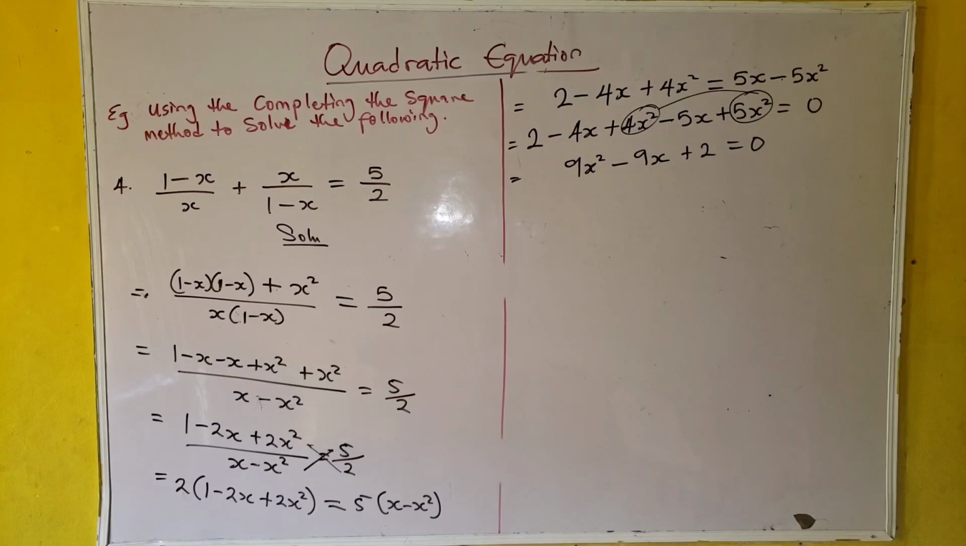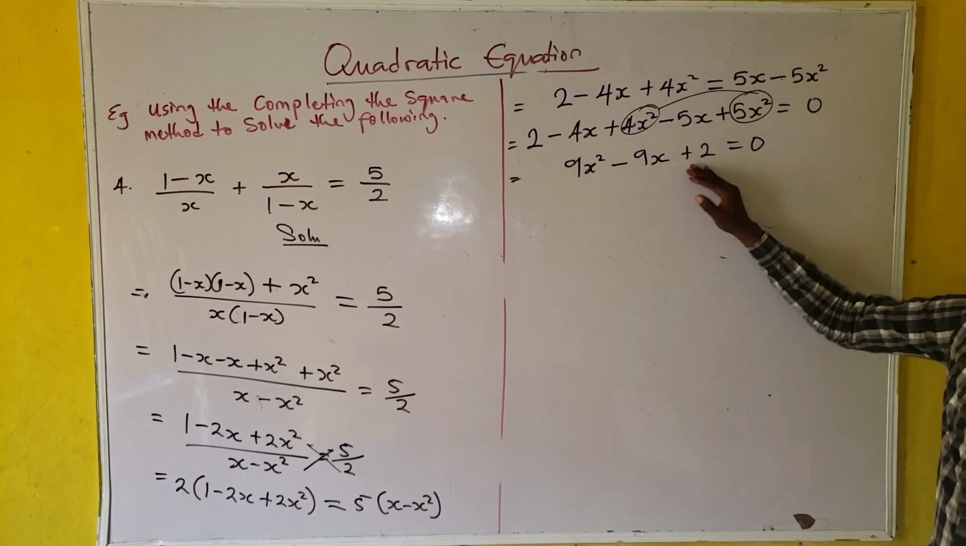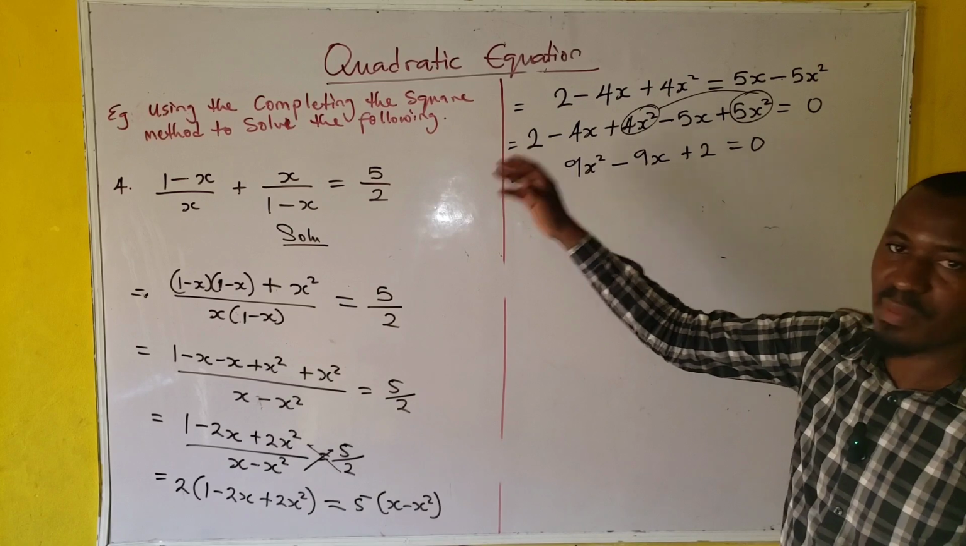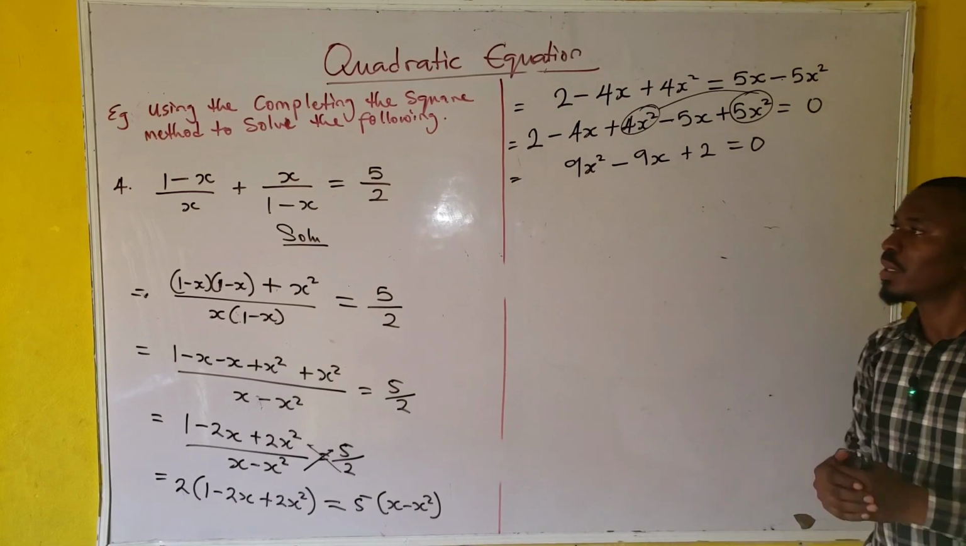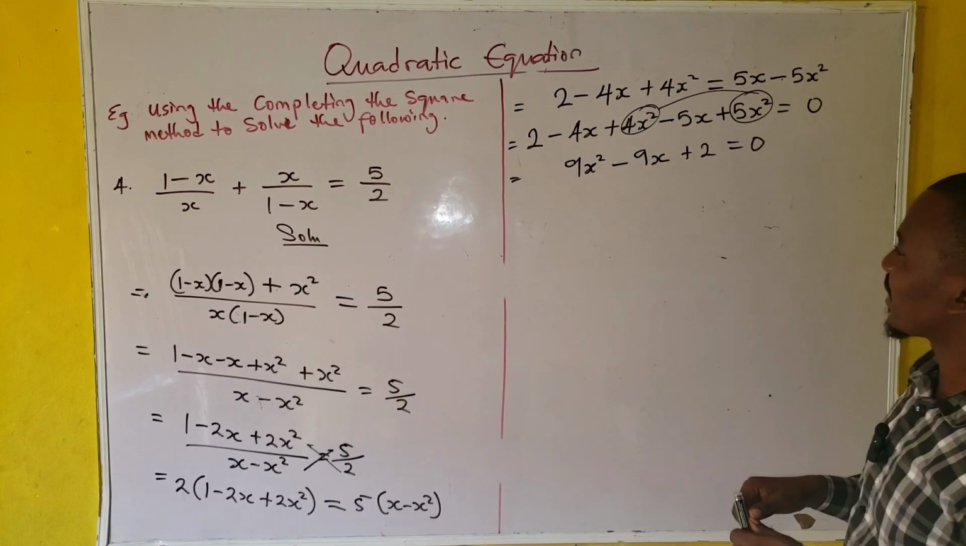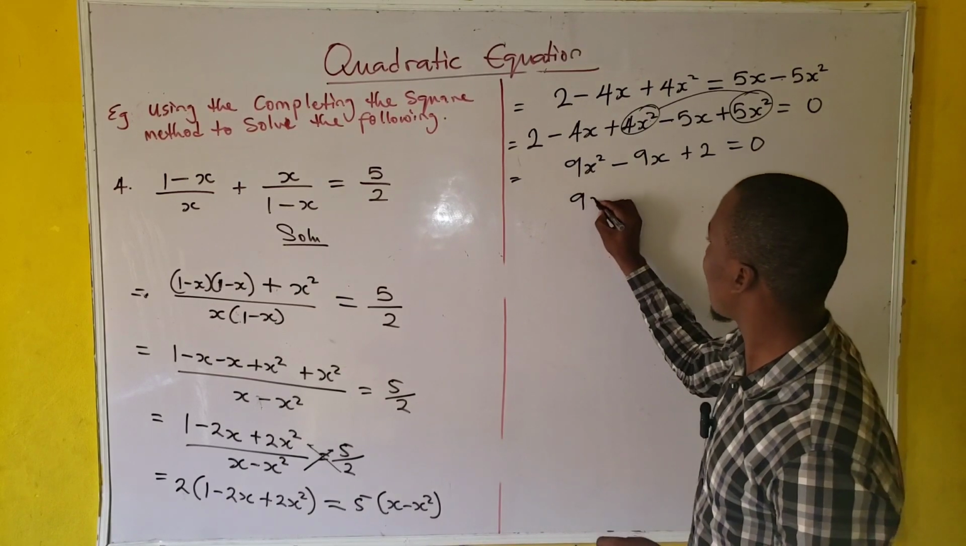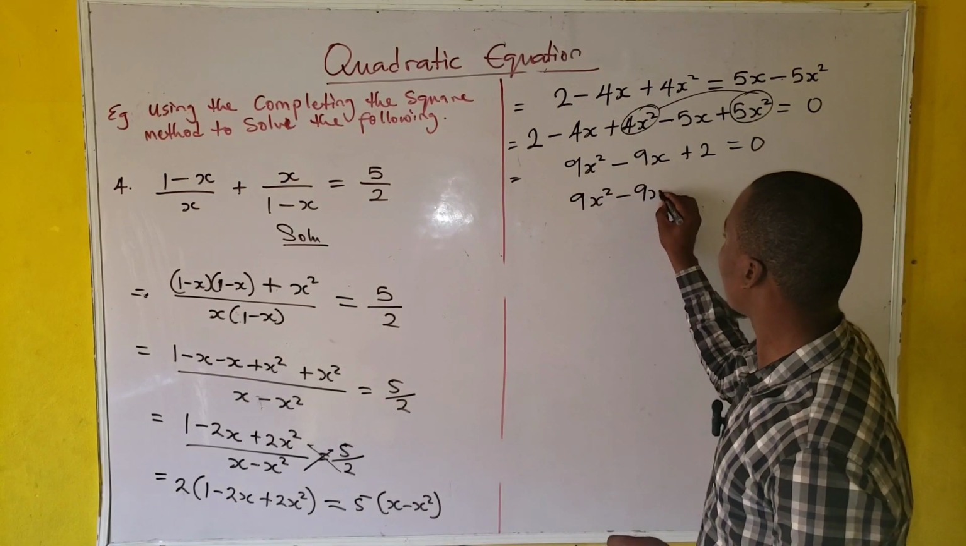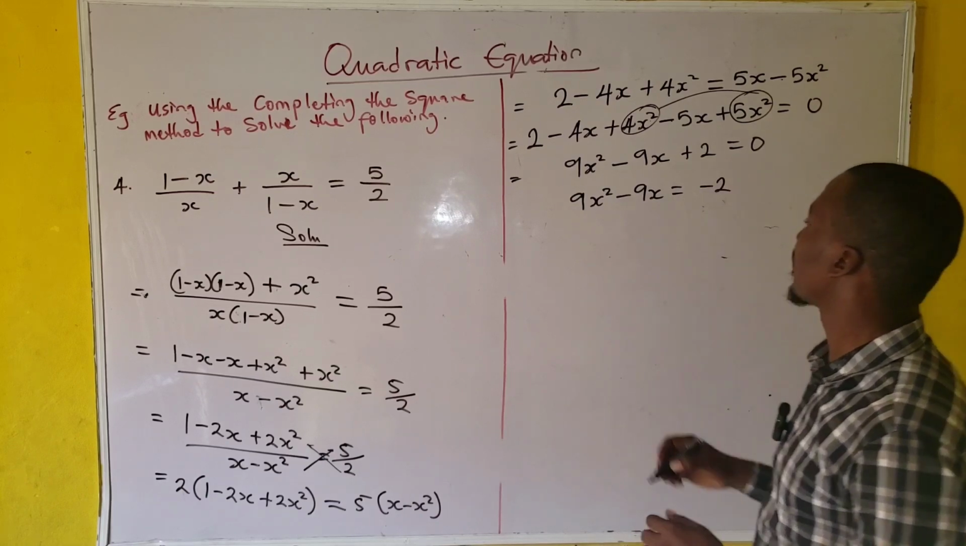Okay, so the next thing now is to solve this using the completing the square method. I hope we are good. I hope you are following. So let's start with our step 1. That will give us 9s squared minus 9s equals to minus 2.